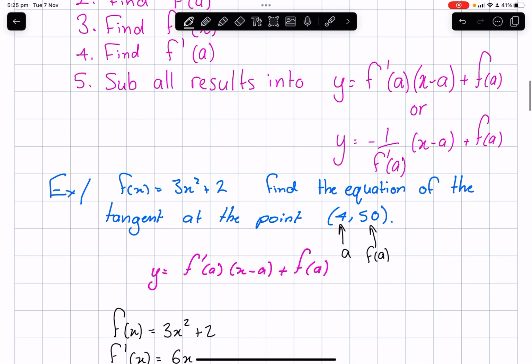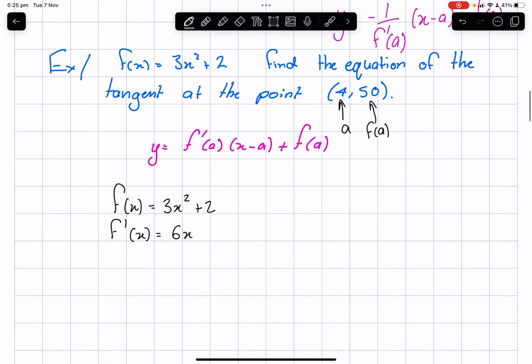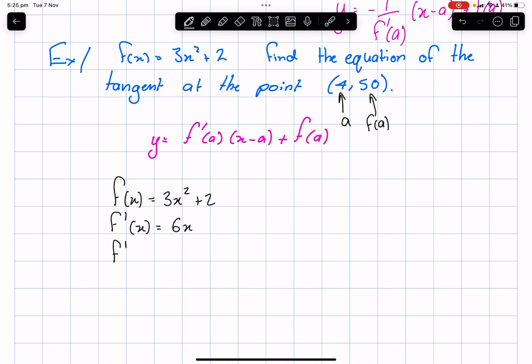Step 4 is substituting my a value into my derivative. So let's do that. Let's find f prime of 4. Now that is just 6 times 4, which is 24. Now I have all the necessary information for my formula. So y equals f dash of a, which is 24, times x minus 4, because that's my a value, plus 50.